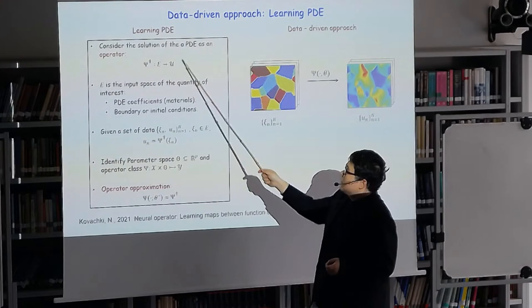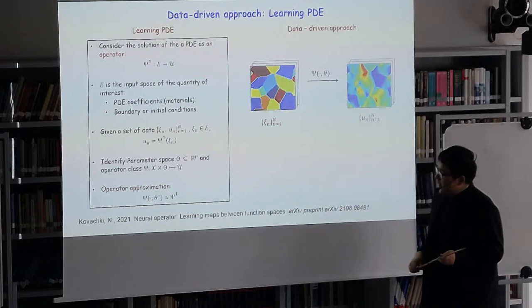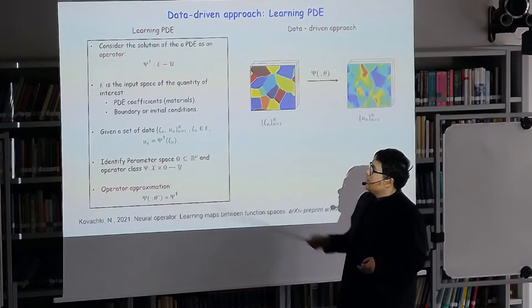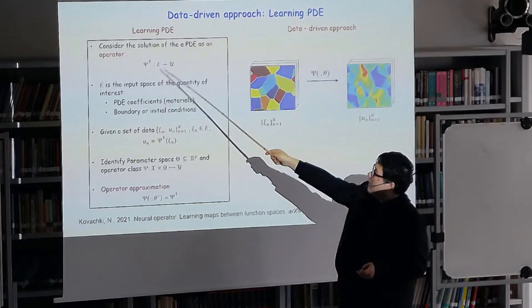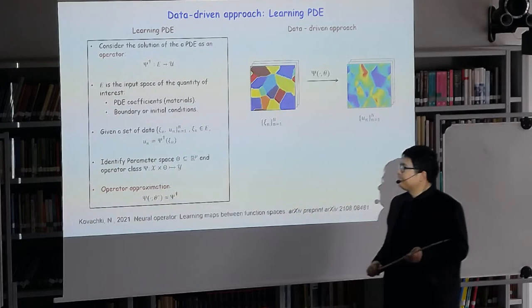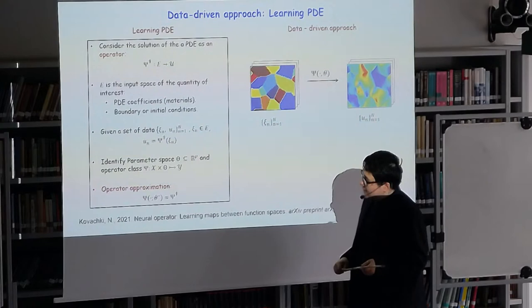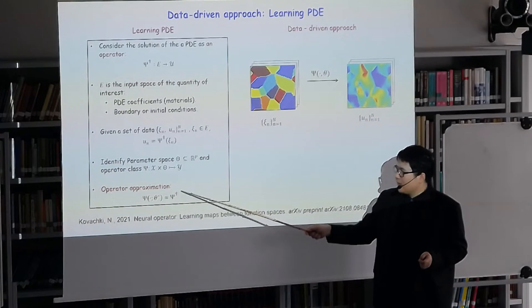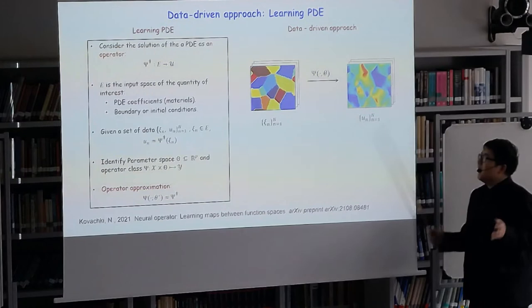And we want to do this in a data-driven manner, and that means that we will be given a set of data, Cn and Un, where Cn is drawn from E, and Un can be computed by some underlying true solution operator psi dagger on Cn. And we want to come up with an approximation of this solution operator, which is parameterized by some theta, such that there exists a theta star, this optimized parameterization, such that psi parameterized by theta star will give me approximately psi dagger. And that is basically the key idea of learning partial differential equations.